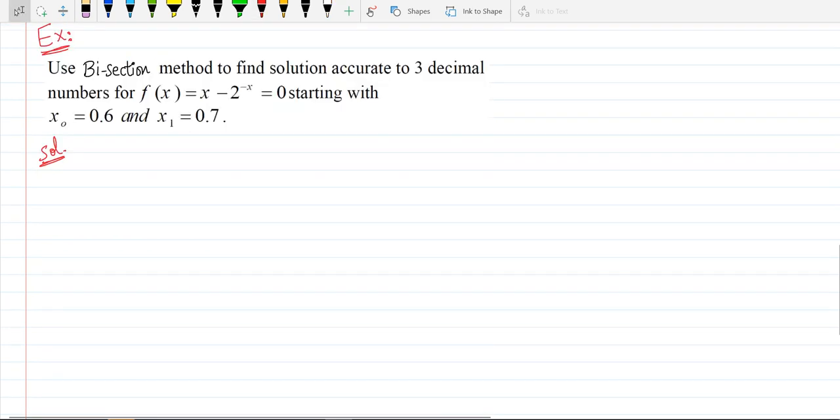And now let's start this example. Use the bisection method to find the solution accurate to three decimal numbers for f of x equals x minus 2 power negative x equals 0, starting with x0 equal 0.6 and x1 equal 0.7. Here, this x0 we called before A, and this x1 we called B.